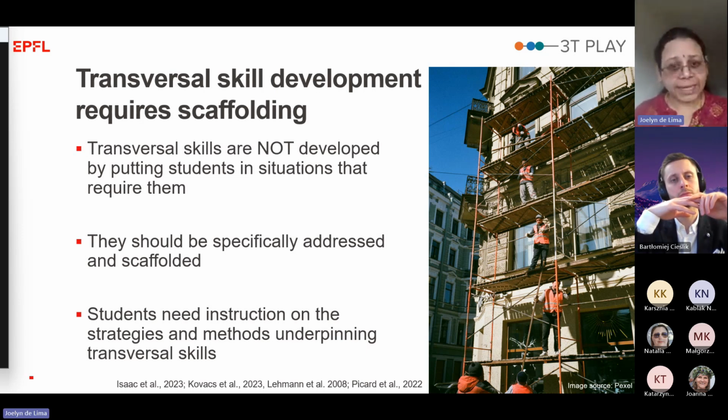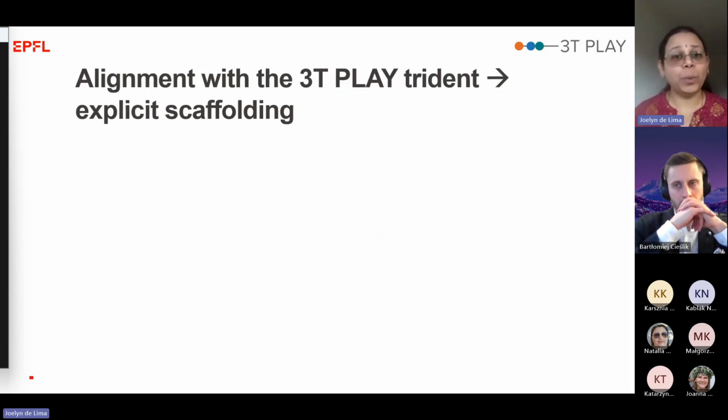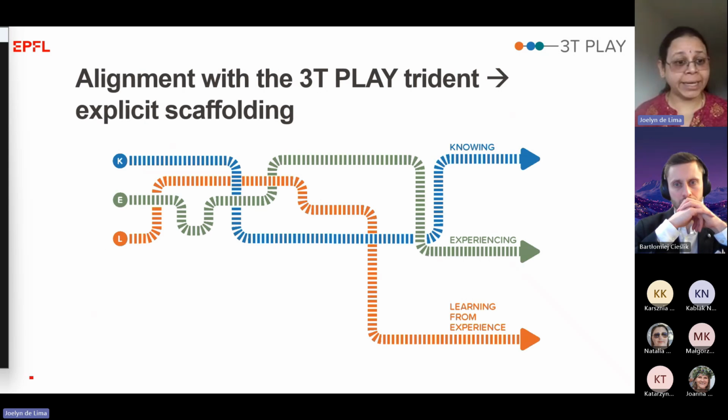And therefore, transversal skill development should be explicitly addressed and scaffolded, and students need instructions on the strategies and the methods that underpin these transversal skills. And one way in which to do this explicit scaffolding is by using the Trident framework to develop these activities that you will be teaching your students in order to see that they have the knowledge and skills that they need in order to then experience the skill.